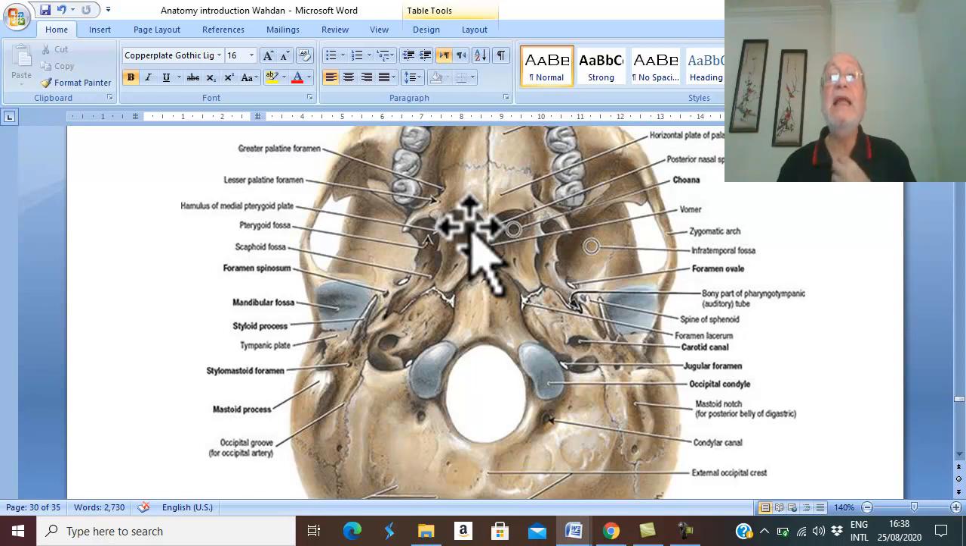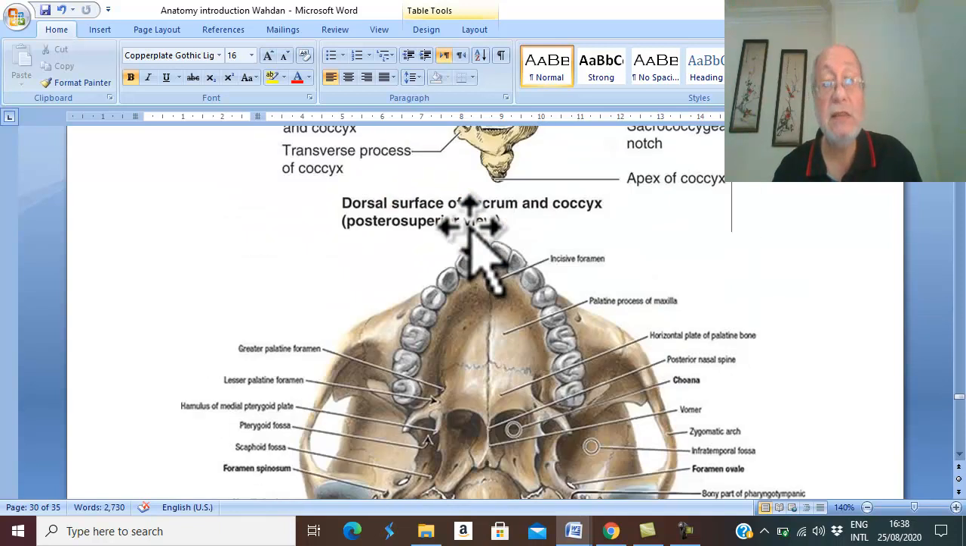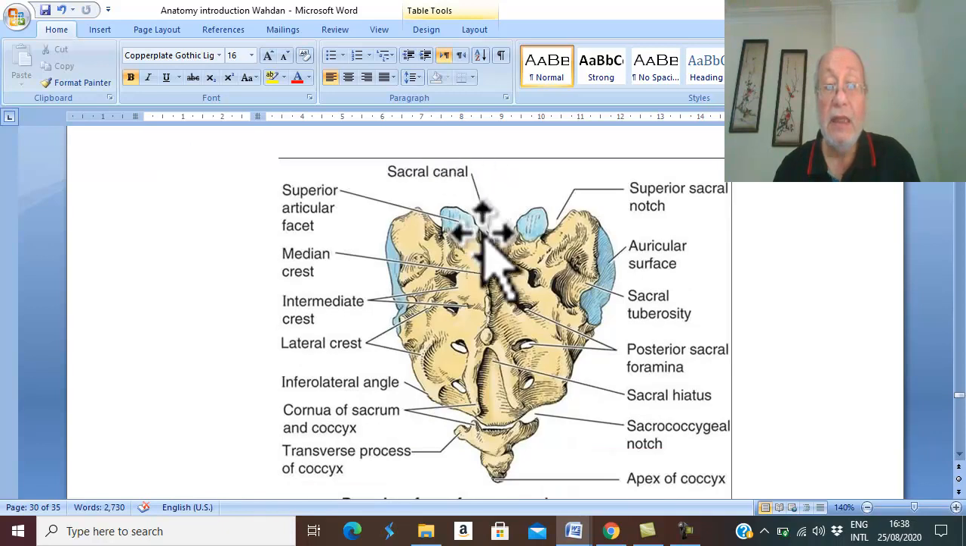Canal. Canal is a passage with both ends open and seen, like this canal. This bone is called the sacrum, and this is the beginning of the canal, and this is the end of the canal. The canal passes inside the sacrum and comes out from here. Therefore, canal is a passage with two open ends.